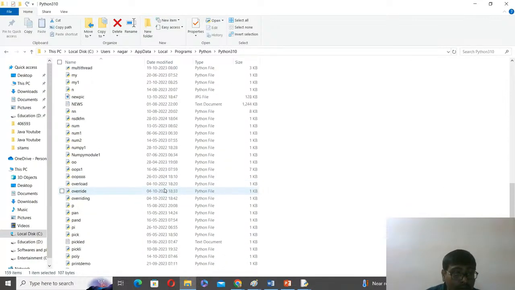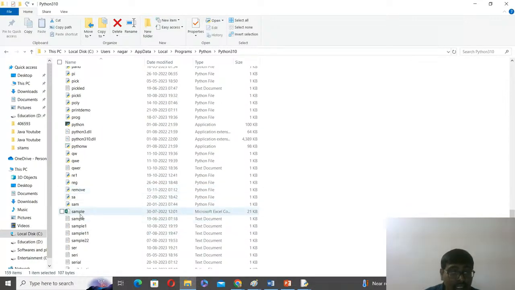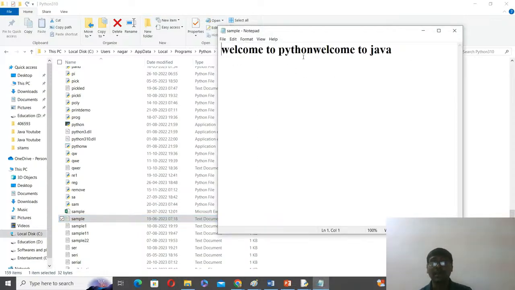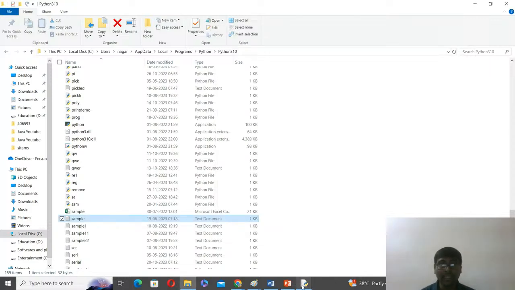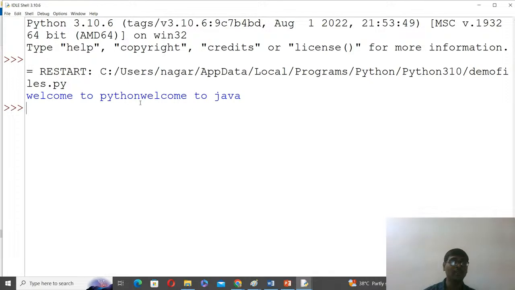See this one, sample, created approximately in 2023. The sample file is available. Check what information is in the file: Welcome to Python, welcome to Java. This information is actually available. That is the reason it displays the output: Welcome to Python, welcome to Java.